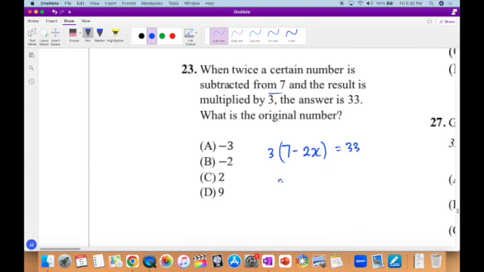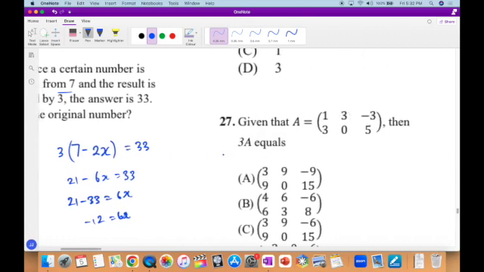Well, 7 3s are 21 minus 3 2s are 6x is 33. So that means that 21 minus 33 is equal to 6x. So 21 minus 33 is about minus 12 is equal to 6x. So x will be minus 2 is the original number.